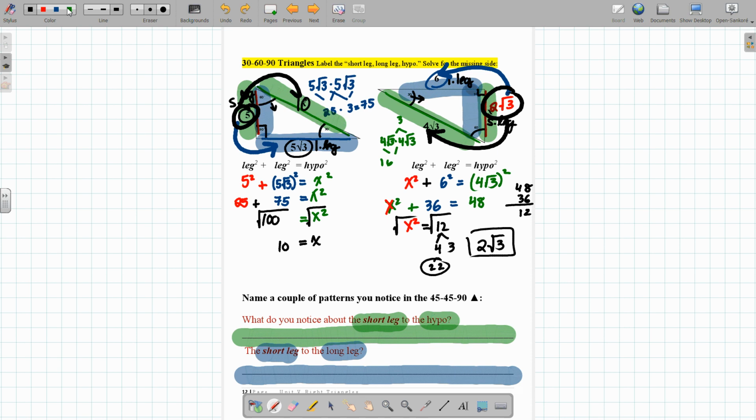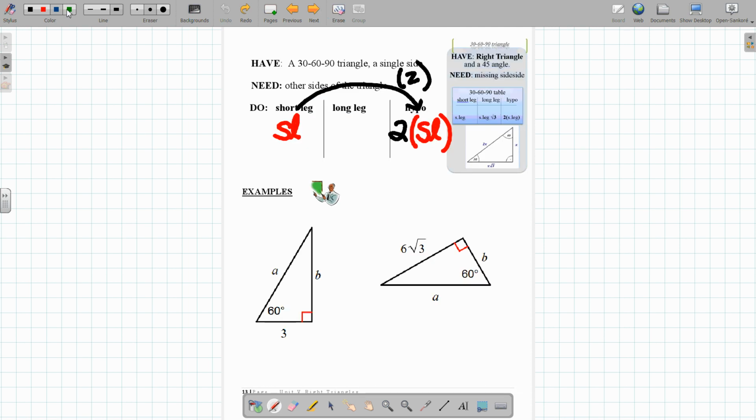Short leg to the long leg, you times by root 3. 5 times root 3 is 5 root 3. 2 root 3 times root 3 gave you 6. It's the same pattern. So the long leg is whatever the short leg is times root 3. Write it down just like this. Short leg times root 3. This pattern only works for 30, 60, 90 triangles.